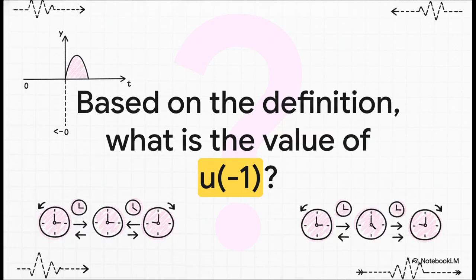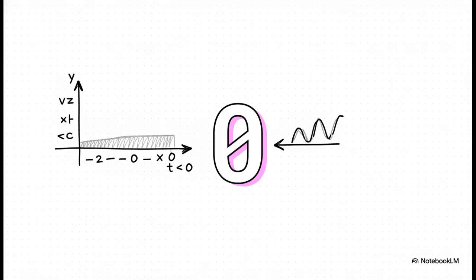Okay, quick pop quiz. Based on what we just saw, what's the value of the standard unit step signal at time t equals -1? It's 0. Exactly. Because at t equals -1, we're still in that t is less than 0 zone. The switch hasn't been flipped yet.